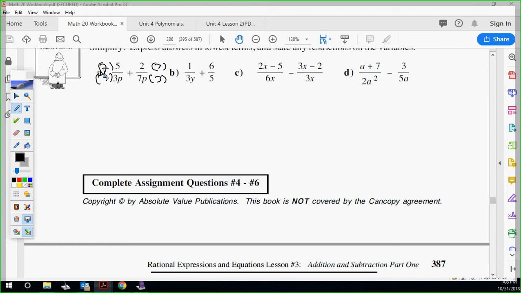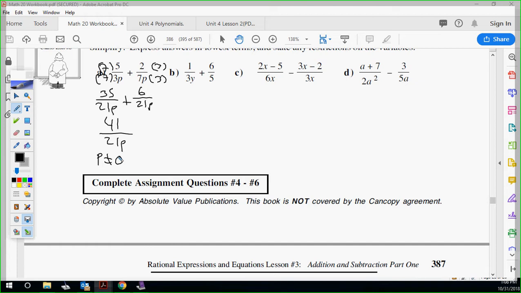All right, so in this case, this is going to give me 35 over 21p plus 6 over 21p. So we get 41 over 21p. What's the non-permissible? Yeah, p can't be 0. So then what I said about a, now let's look at b.